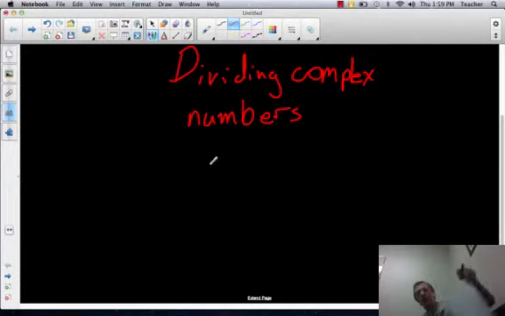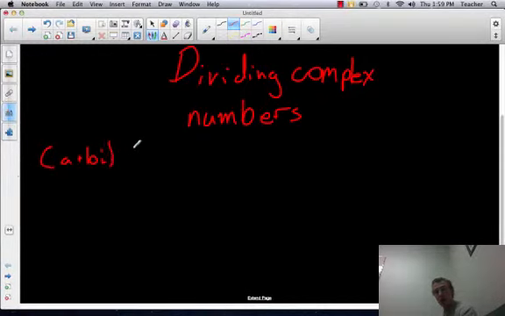Okay, so for dividing complex numbers, the first thing I want to introduce you to is what's called the complex conjugate. It's a funny term, but it's incredibly important to remember for what we're going to be doing. The complex conjugate is actually very, very simple. So let's say this is our complex number to start with, a plus bi. Simple enough. Now the complex conjugate is a minus bi.